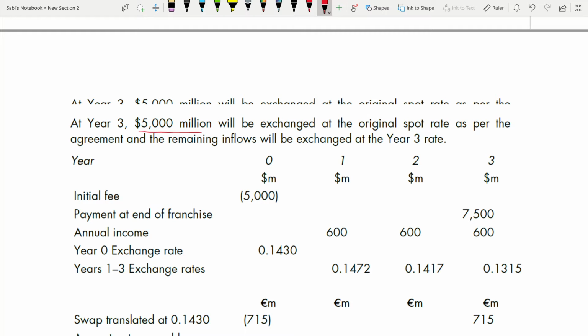So at year 3, why are they talking about year 3? Because it's a swap. Don't forget, for the initial fee, there's a swap. And at year 3, this will be exchanged, right? In a swap, you exchange at the end of the term. So at year 3, this will be exchanged at the original spot rate, not the year 3 rate. They have told that clearly in the requirement, in the case study. That means today's spot rate. It will be exchanged as per the agreement, and the remaining inflows will be exchanged at the year 3 rate.